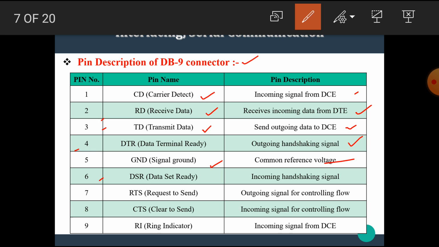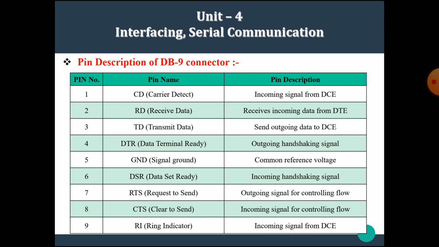The sixth pin is DSR, that means data set ready, that means it is an incoming handshaking signal. The seventh pin is RTS, that means request to send. Its description is an outgoing signal for controlling flow. The eighth pin is CTS, that means clear to send, that means an incoming signal for controlling flow. And the last pin, the ninth pin, is RI, ring indicator, that means an incoming signal from DCE. These are the pins of the DB9 connector.